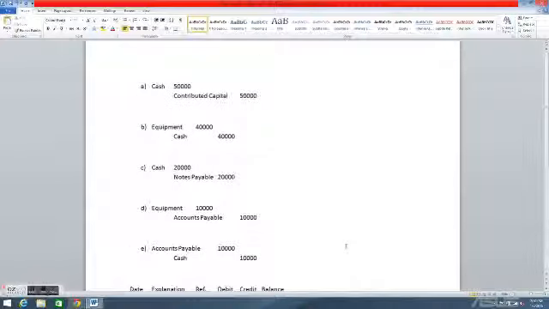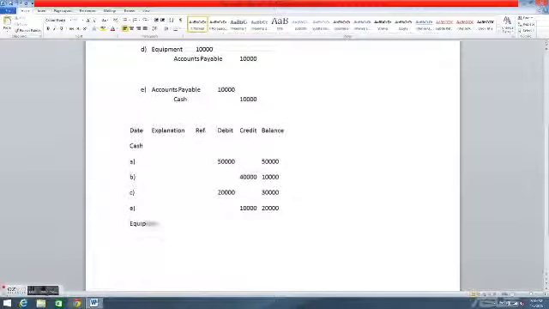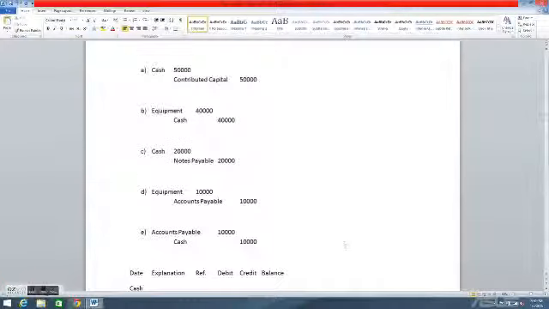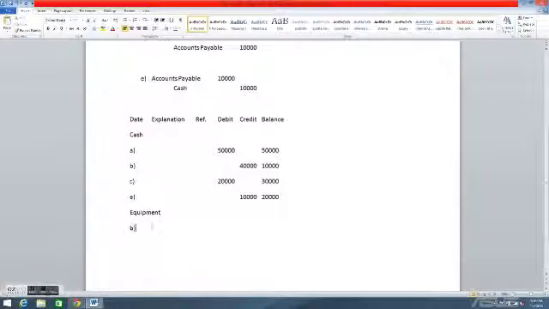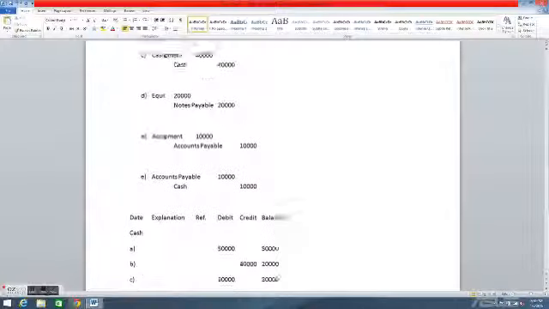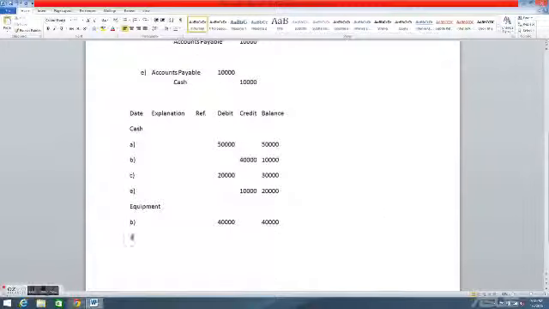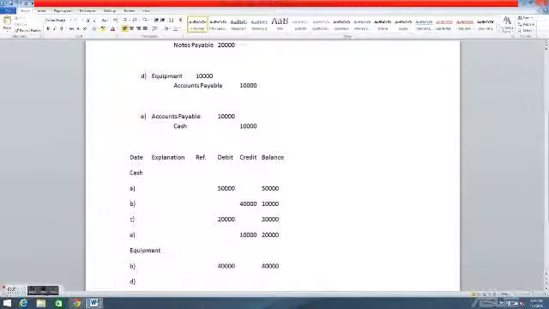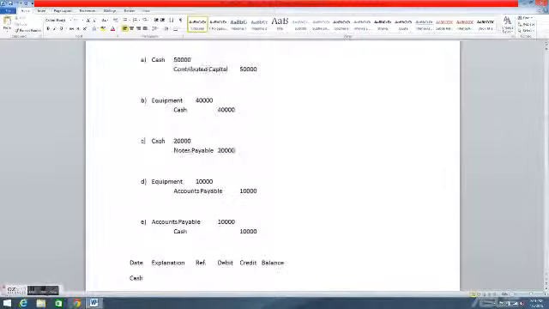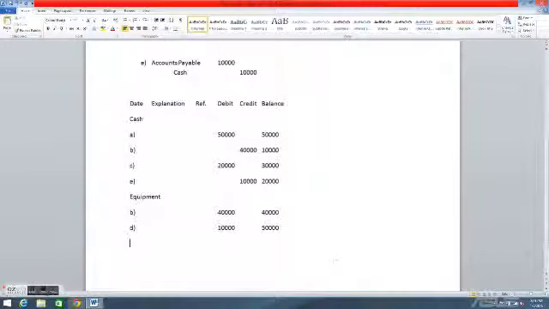Now, I will do the equipment account next. And there's nothing regarding the equipment account in transaction A, but in transaction B, the equipment account was debited by $40,000. And since the beginning balance was 0, our balance in the account is $40,000 after that transaction. And then in transaction D, the account was debited by $10,000. And then our ending balance for the period, since that's the last transaction regarding equipment, is $50,000 in the equipment account.